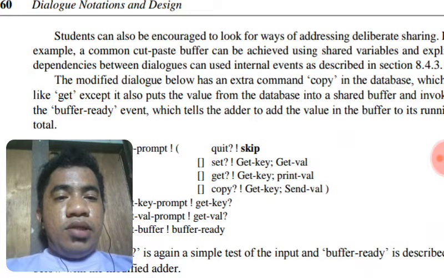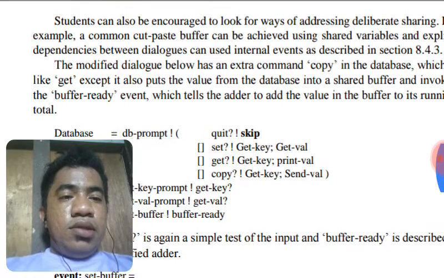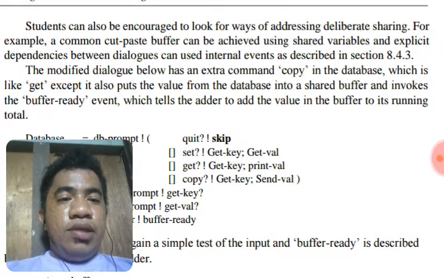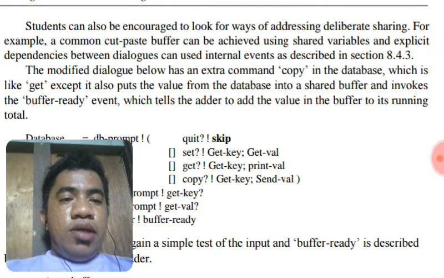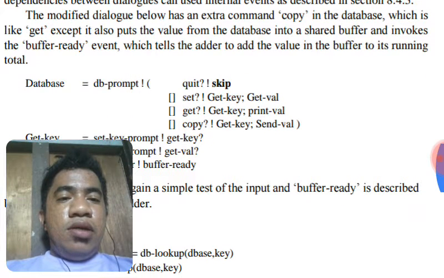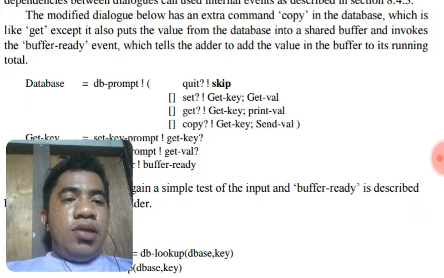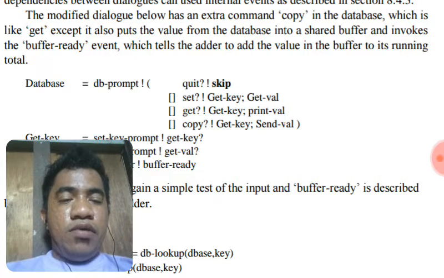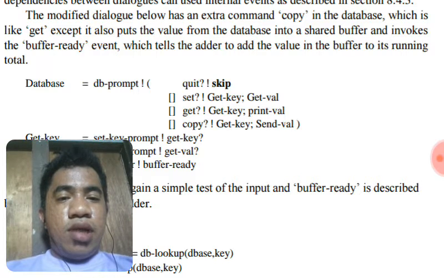Students can also be encouraged to look for a way of addressing deliberate sharing. For example, a common cut and paste buffer can be achieved using a shared variable, and explicit dependency between dialogs can be achieved using internal events as described in section 8.4.3. The modified dialog below has an extra command copy in the database which is like get except that it also puts the value from the database into the shared buffer and informs the adder that the buffer is ready. Event tell the other to add the value in the buffer into the running total.